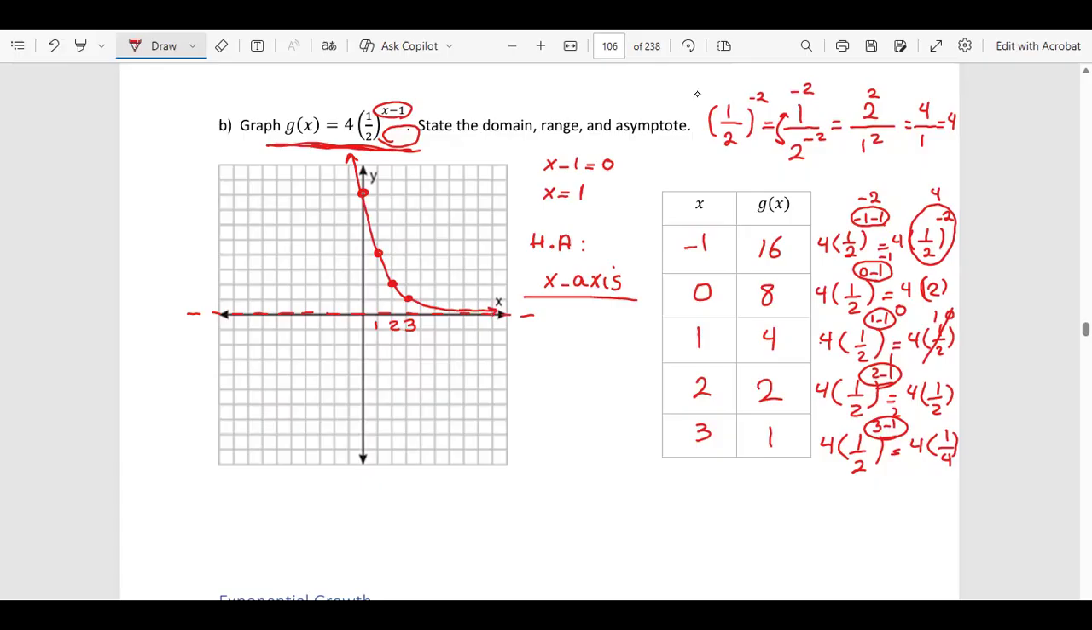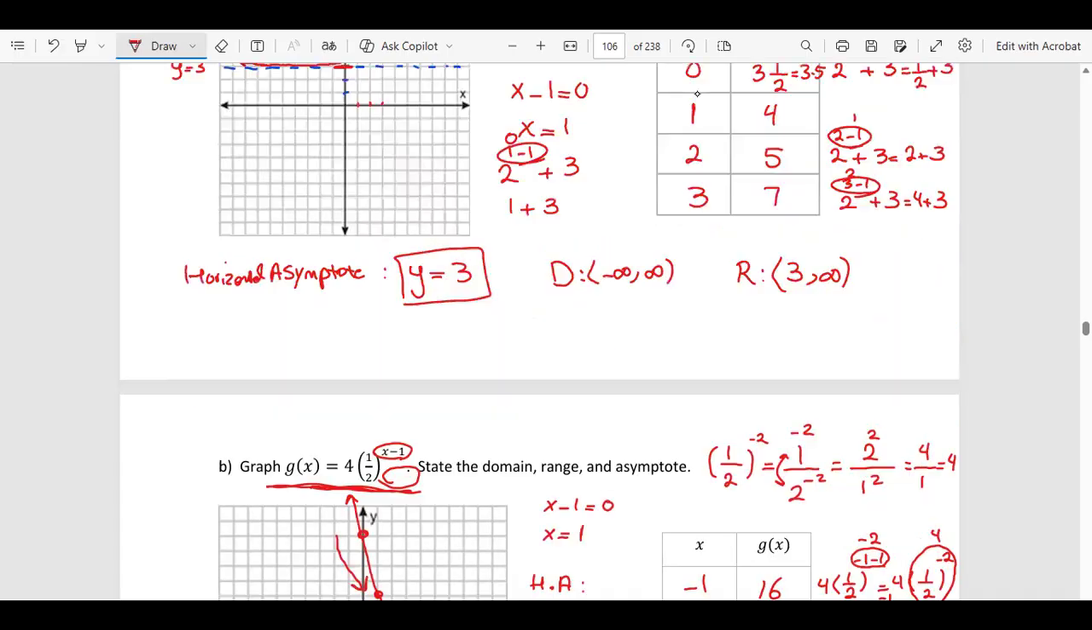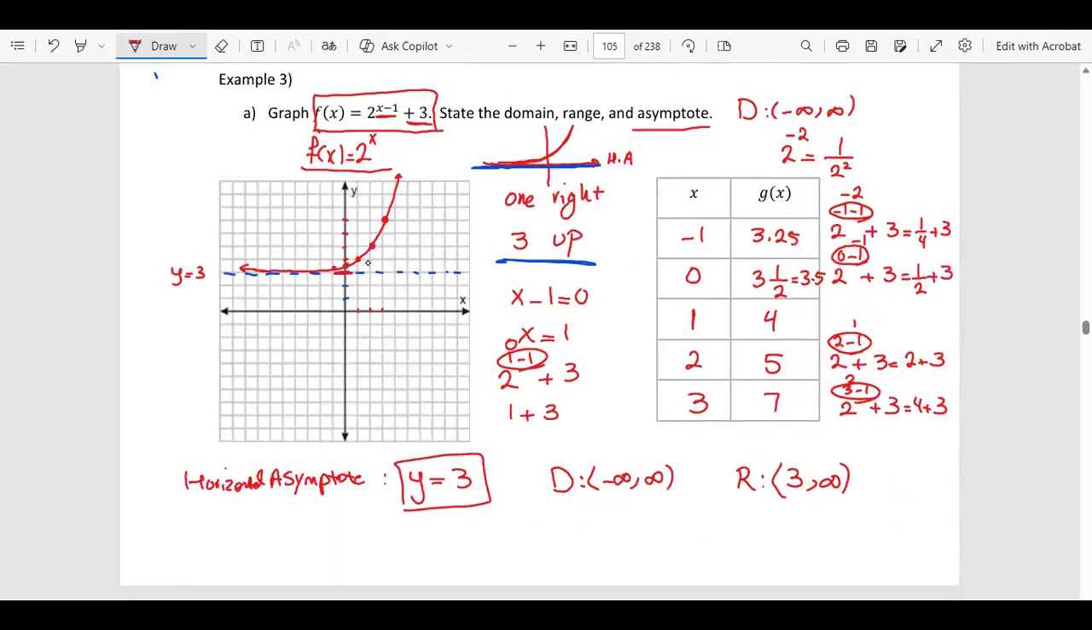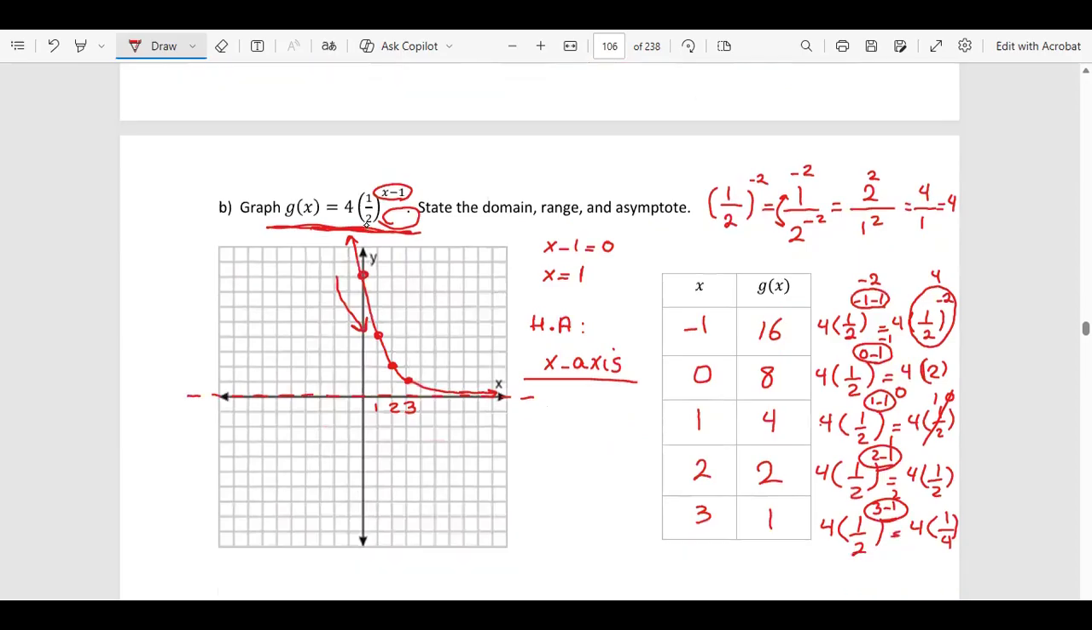If you look at this graph, you see that from left to right, the function is going down. That means the function is decreasing. But if you look at the last example, you see from left to right, the function is going up. That means it's increasing. And what is the difference? It's just the base. The base is 2, which means we have an increasing function, a growth. But if the base is 1/2, which is less than 1, we have a decreasing function, or decay.